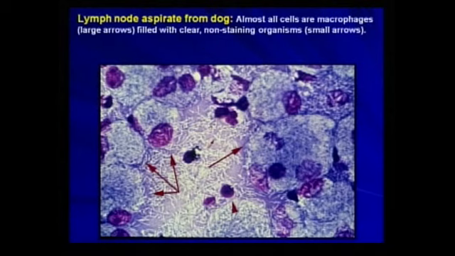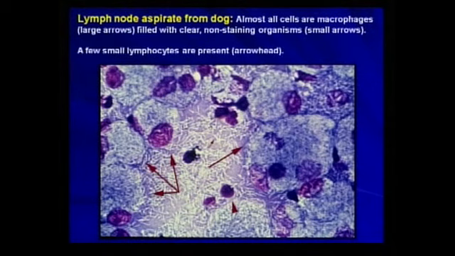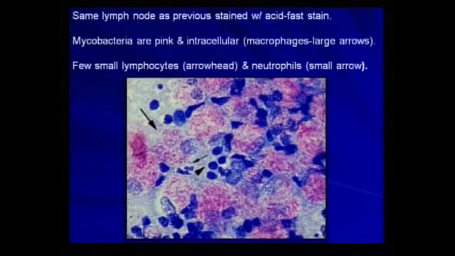Well, the streaks that you're seeing in the cytoplasm are bacteria in negative relief. So these bacteria do not pick up the Diff-Quik stain, but histologically, or if you have the ability to do acid-fast stains, you would see that all of these bacilli are acid-fast. This was a case of Mycobacterium avium infection in a dog.